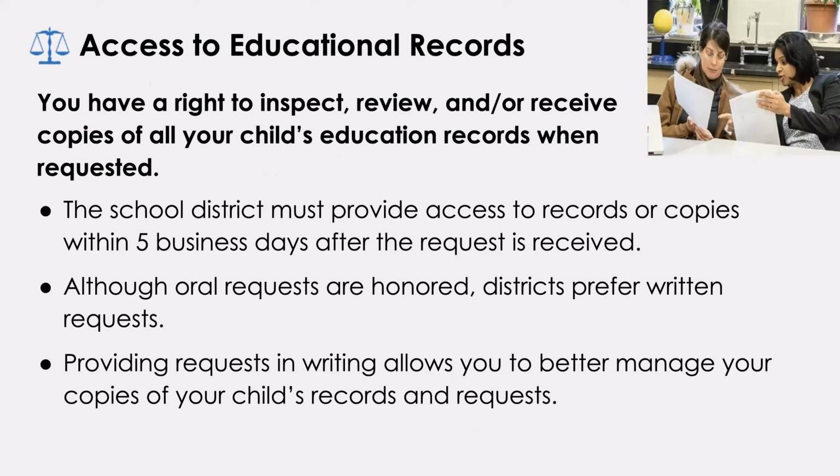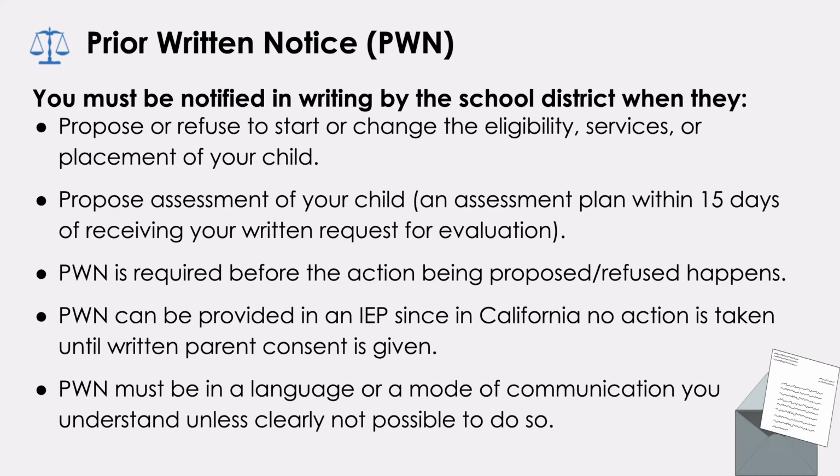Access to educational records. You have a right to inspect, review, and receive copies of all your child's educational records when you request them. The school district has to provide access to records or copies within 5 business days after the request is received. Although oral requests are honored, the district prefers written requests. Providing requests in writing allows you to better manage your copies of your child's records and requests.